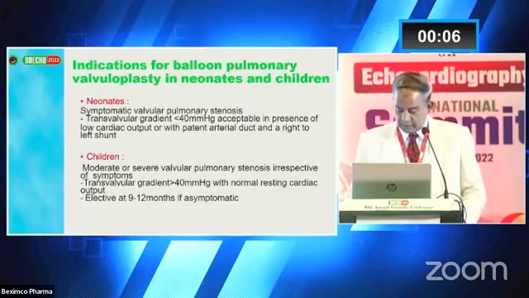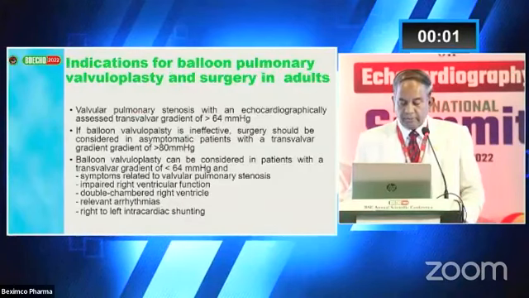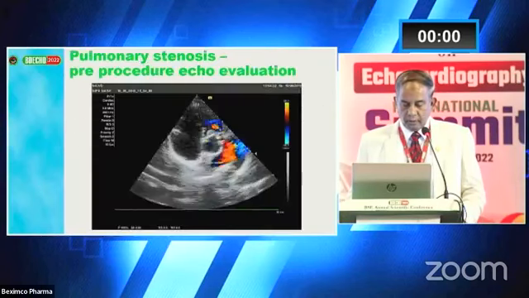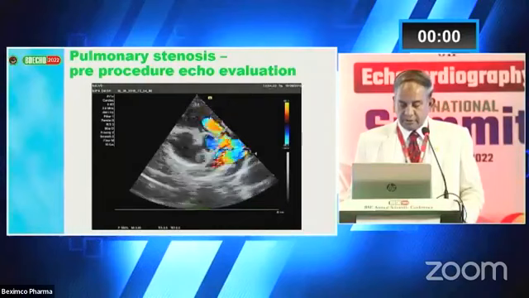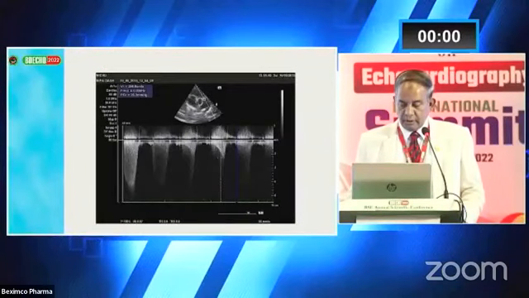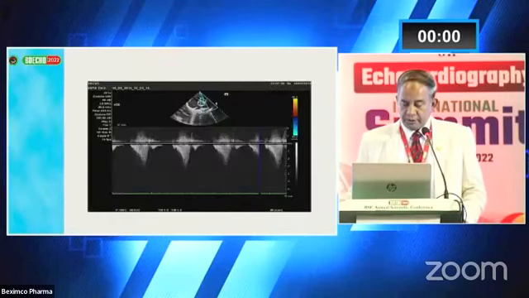But this is also another lesion. What do we see by echocardiogram here? Again, pre-procedurally we assess the severity and pressure gradient, and we have to evaluate the subsequent results. These are the pulmonary stenosis before the procedure and after the procedure, with the pressure gradient. After the procedure, what we have seen is a reduction of the pressure gradient.